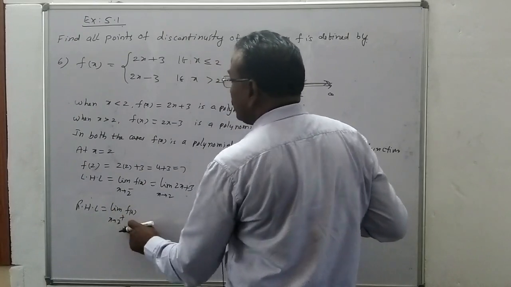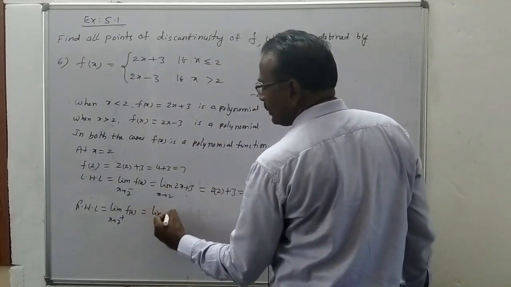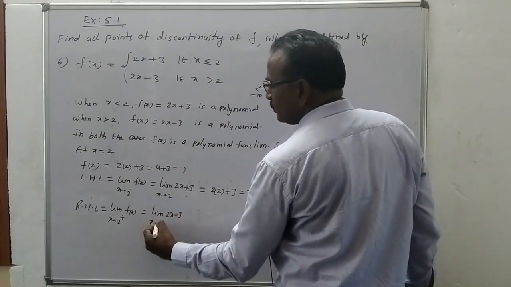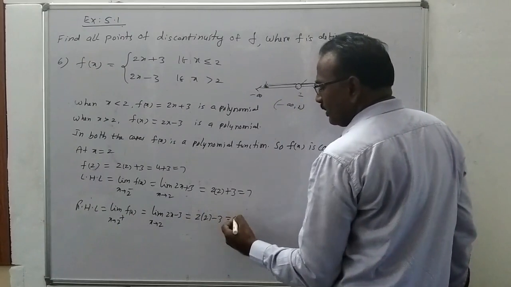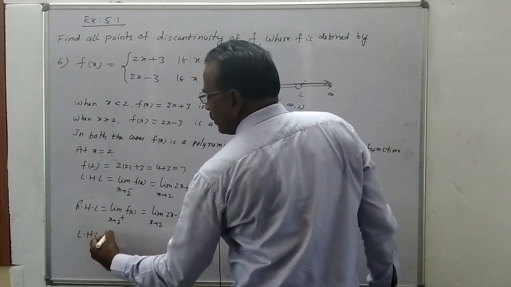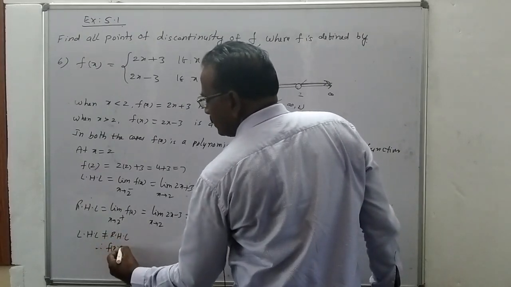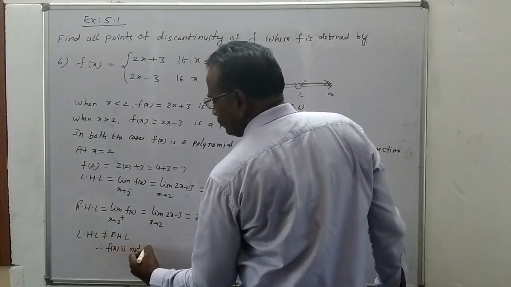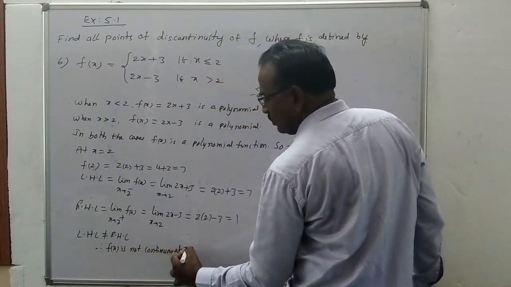The right hand limit is limit of f of x as x tends to 2 plus, that means x is greater than 2. If x is greater than 2, the function f of x is 2x minus 3, so as x tends to 2, by direct substitution, 2 into 2 minus 3, 4 minus 3, the value is 1. Here LHL is not equal to RHL. So therefore f of x is not continuous at x equal to 2.